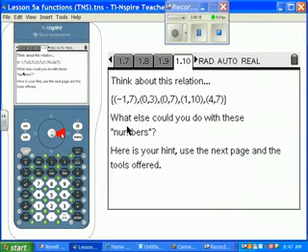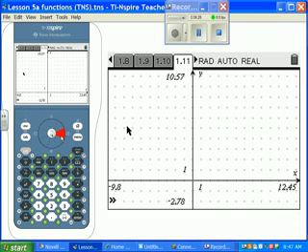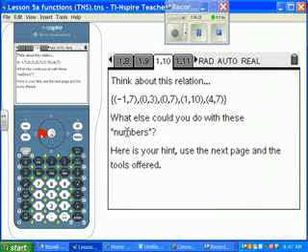Okay, so let's think about this relation here. What else could we do with these quote-unquote numbers? Here's your hint. Okay, so go to the next page. And what you're going to do, I'll write down the numbers over here so you don't have to flip back and forth, is we're actually going to graph these numbers. And our calculator has a nice tool for us to use when we want to graph points. Where do I find it, do you think?